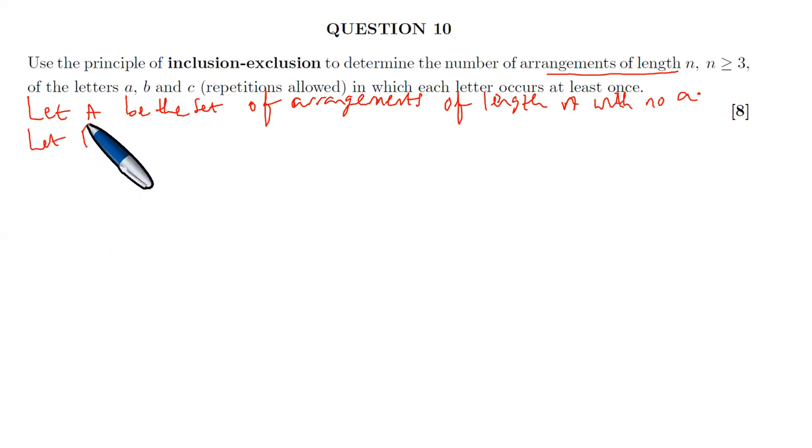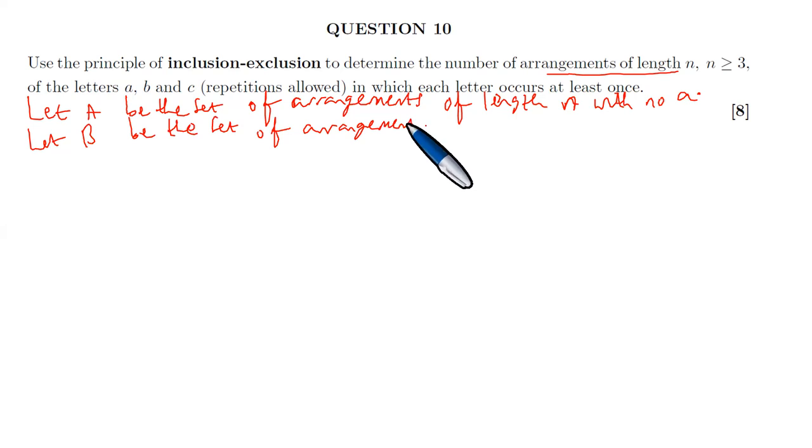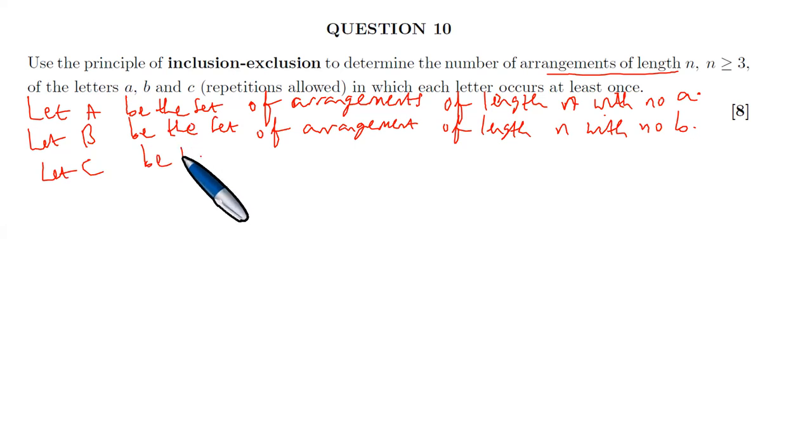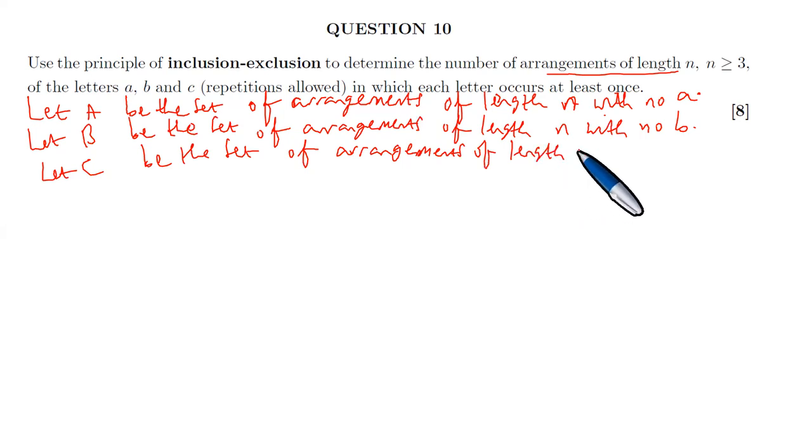So let B be the set of arrangements of length n with no B. Let C be the set of arrangements of length n with no C. We understand why we are saying no A, no B, no C in each of those arrangements.